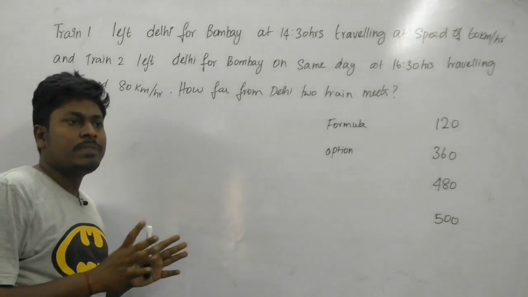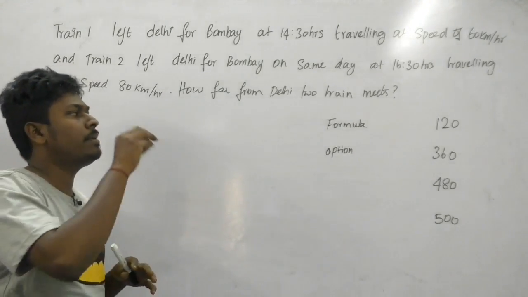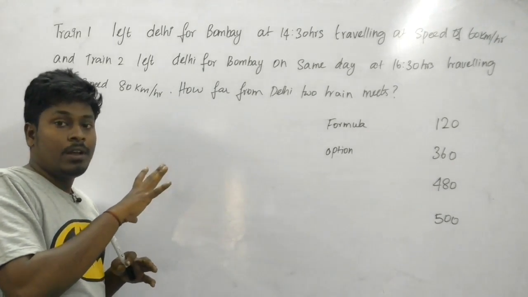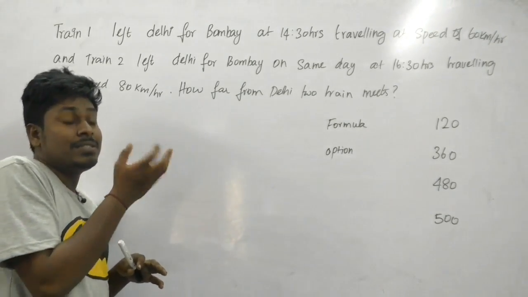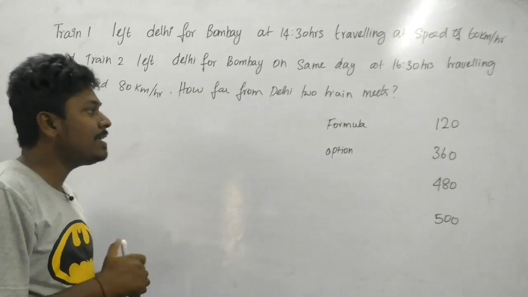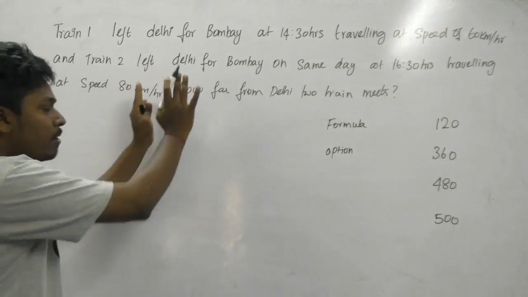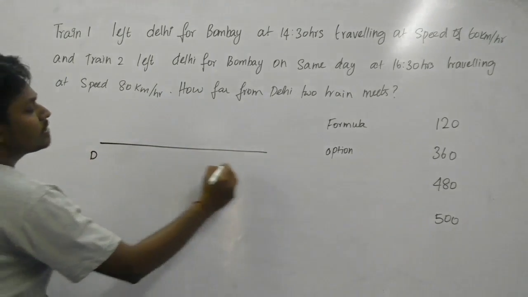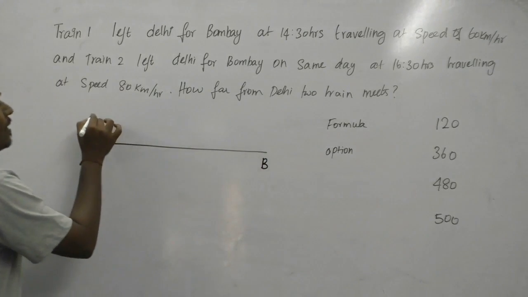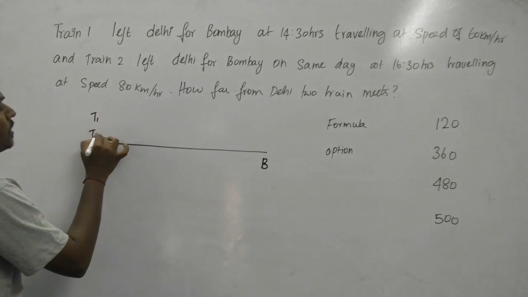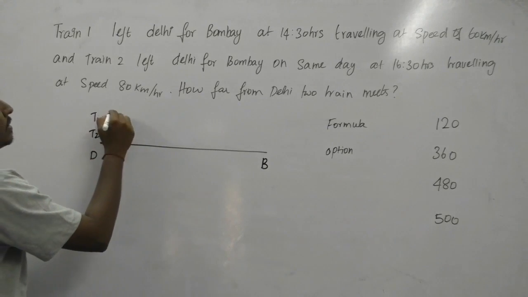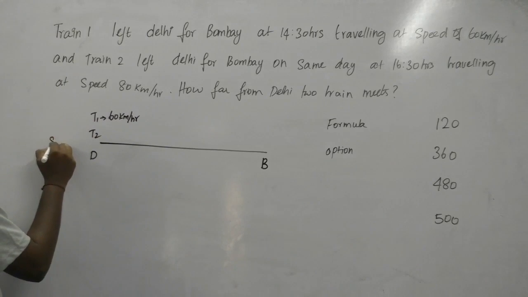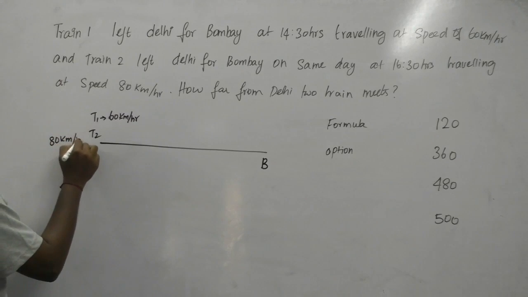I hope that most of the students may know how to solve this by a basic method, right? Basic method is so easy. But we can go for a formula method, right? Which you don't know, right? It is one of the important formulas. See here friends, just draw a diagram according to the question. We can assume that this is Delhi and this is Bombay, right? So train 1 is here and train 2 is here. Train 1 speed is 60 kilometers per hour, and similarly train 2 speed will be 80 kilometers per hour, right?